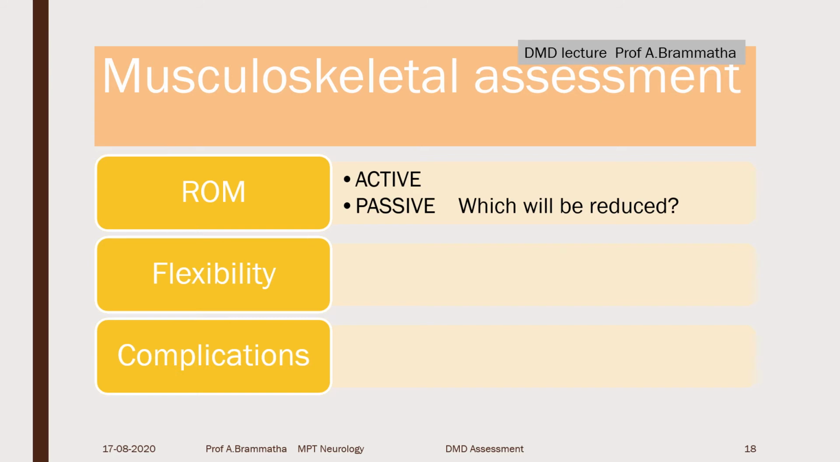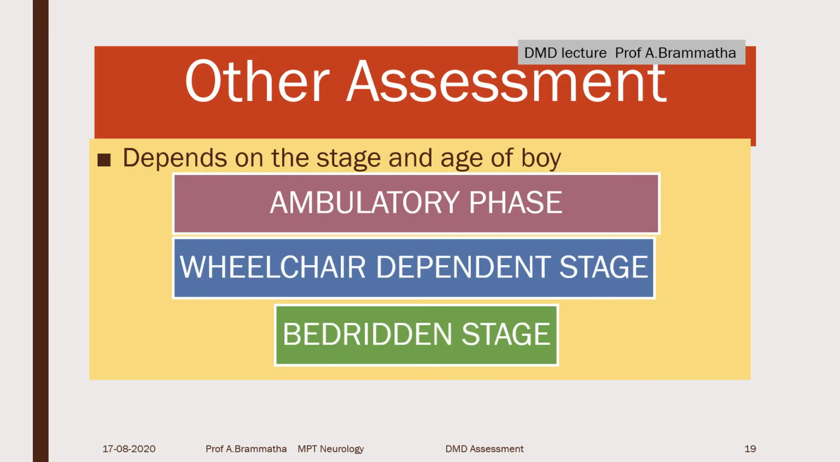So complications: especially in the late stage, chest complications and pressure sores; in the early stage, fall prevention; and in the wheelchair phase, looking for any low back pain or neck pain. This is something which you should always check. And the other assessments, they do have a lot of assessments according to the stage. In the ambulatory phase, wheelchair phase, bedridden phase, whatever is required as per that stage, we can add then and there.